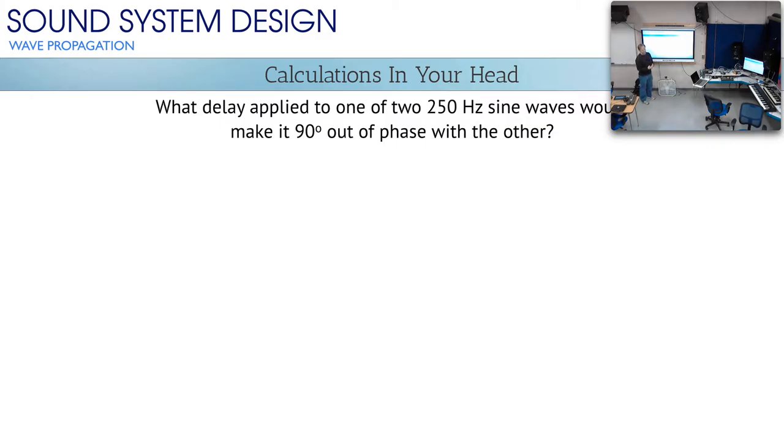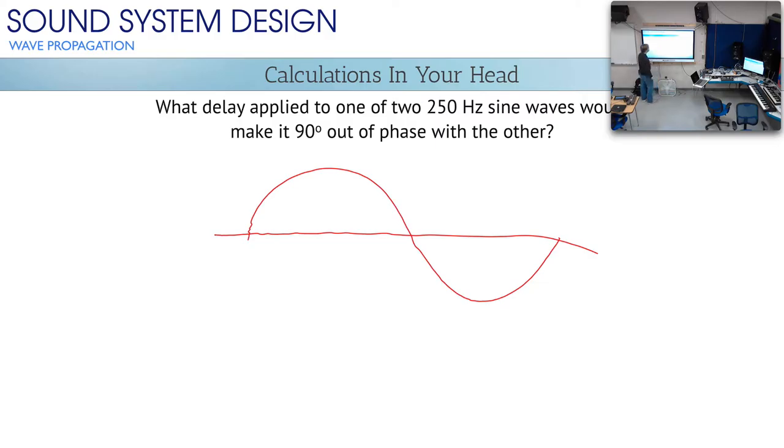So if I had 250 hertz, and I had two different instances of 250 hertz, how much would I have to delay one of them to make it 90 degrees out of phase? So let me just draw this wave here. So here's the one full cycle. 90 degrees would be there, right?